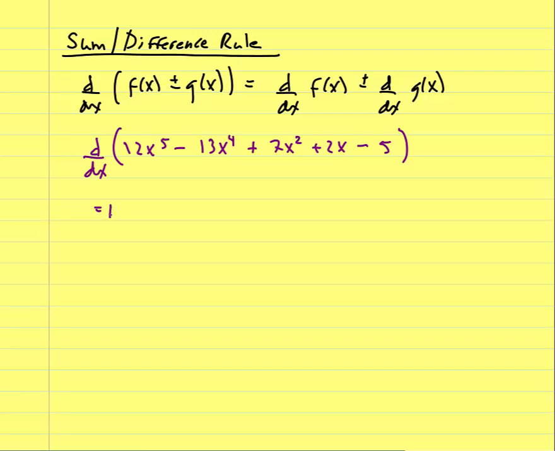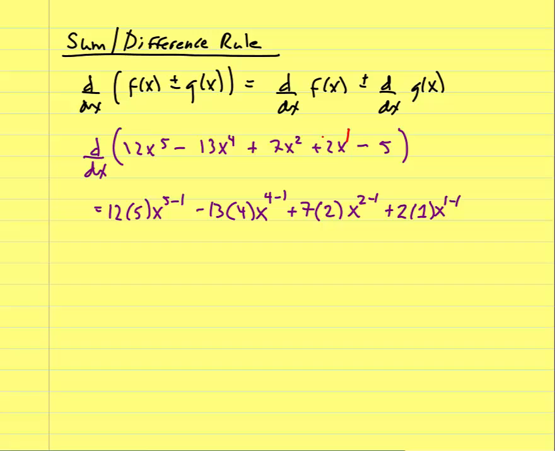So this is going to equal 12, and then I'd bring the 5 down, decrease the exponent by 1. Then I have a minus 13. I bring the 4 down, drag along the base, and then decrease the exponent by 1. Drag the 7 along, that's my constant multiple rule. Bring the 2 down, decrease the exponent by 1. I have my 2x here, so I drag along the 2. I bring the implied 1 down and decrease my exponent by 1. Because remember, this is an implied 1.